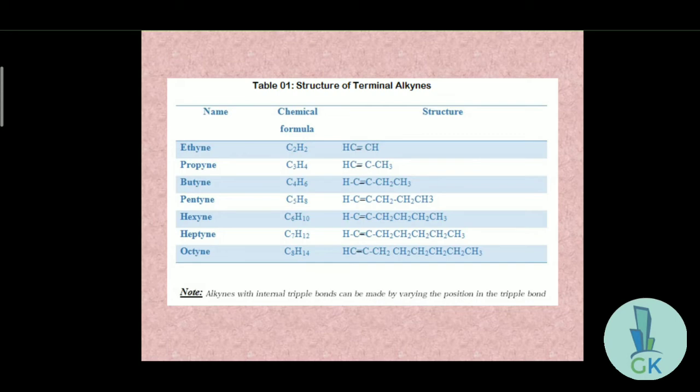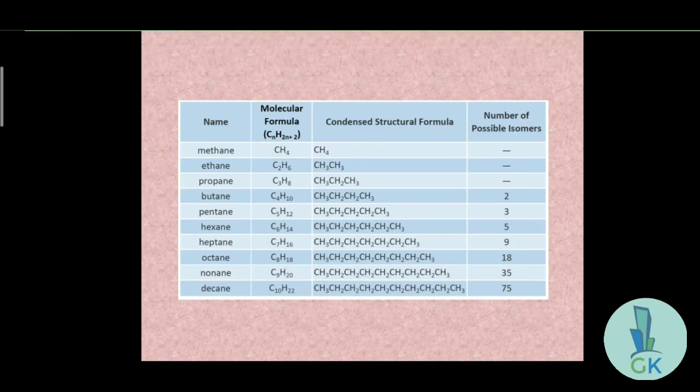This is a table for the structure of terminal alkynes. There are 1, 2, 3, 4, 5, 6, 7 alkynes here till octane. So you can see the chemical formula and the structure. So this is the condensed structural formula for the alkynes. Again we have alkanes, the list for alkanes. You can see the molecular formula, then the condensed structural formula, and the number of possible isomers. We will study isomers later on.